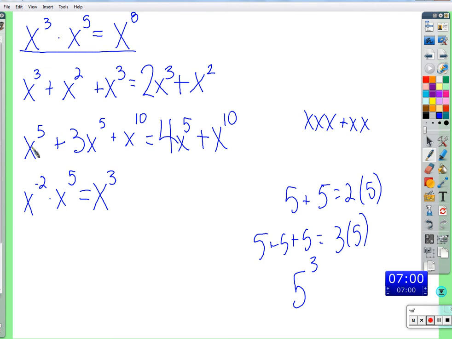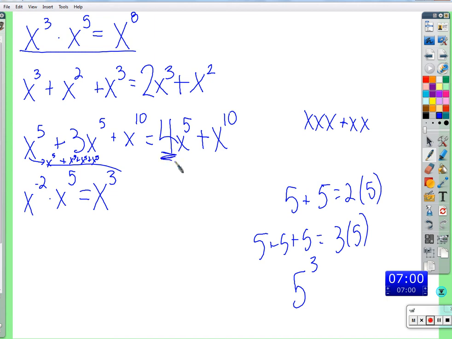Right? You got x to the 5th plus 3x to the 5th. Well, 3x to the 5th just means x to the 5th plus x to the 5th plus x to the 5th. And if we add another x to the 5th, you got 4x to the 5th. 4 times x to the 5th. 4 of them added together. Or add 4 x to the 5ths together. That's what that means.